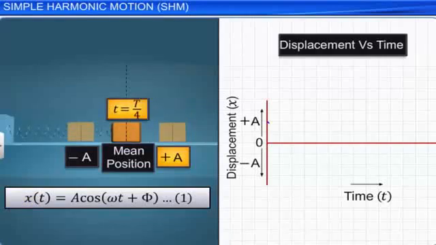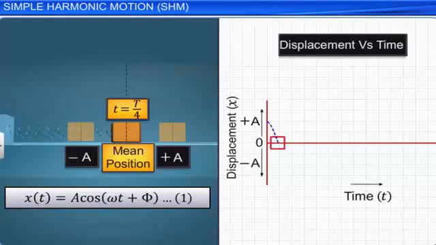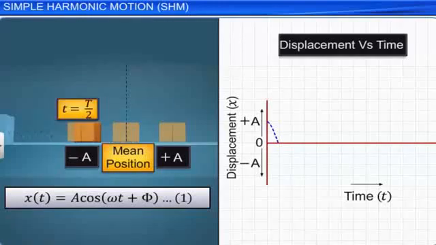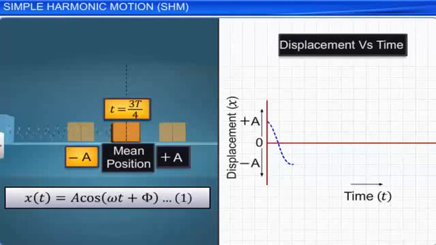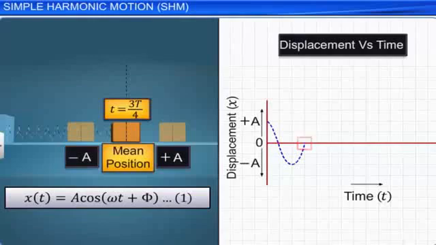For the oscillating particle, when t is equal to T by 2, it is at the left extreme, and when t is equal to 3T by 4, it is again at the mean position. When t is equal to T, it returns to the right extreme position, plus a.